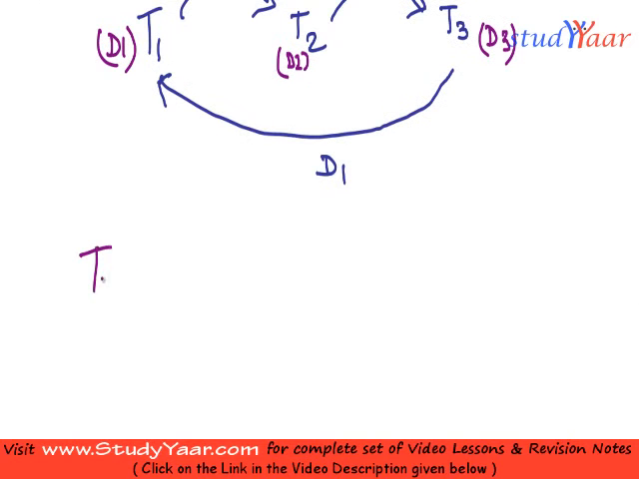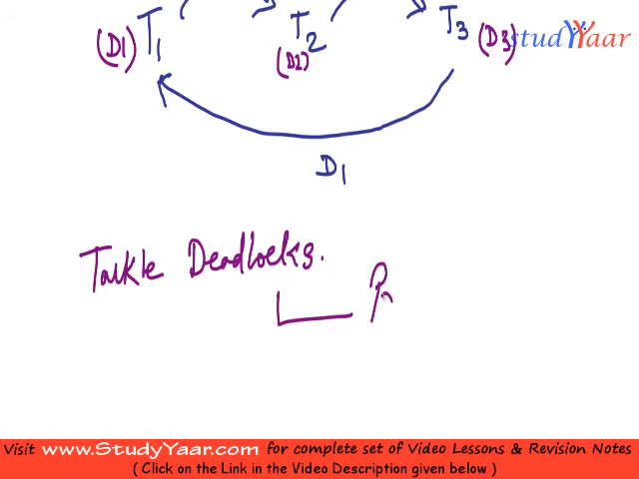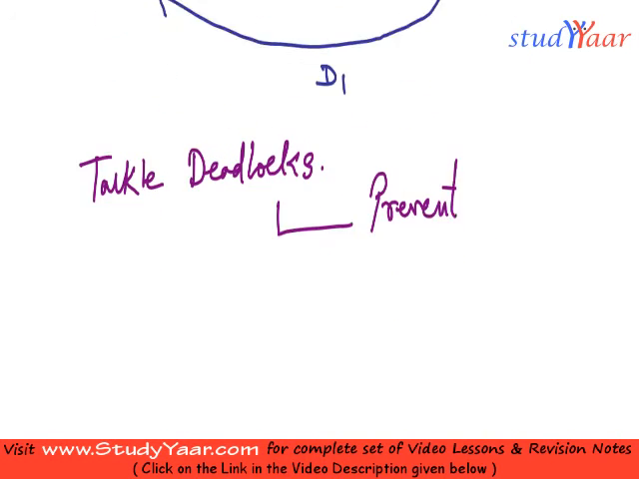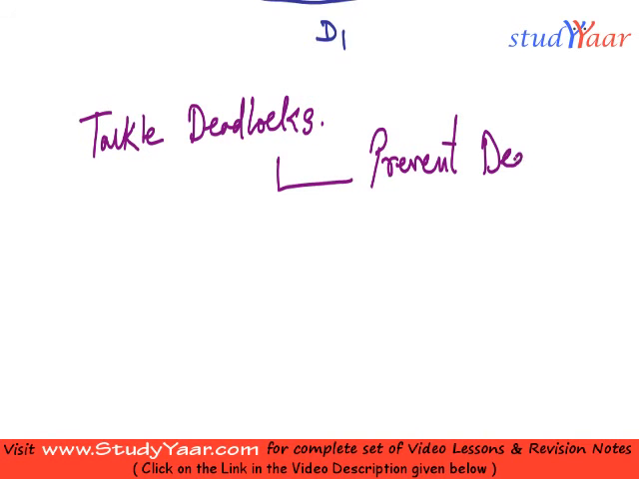So how to tackle deadlocks? There are basically two ways to do that. One thing is, you can prevent deadlocks. If there are no deadlocks, you do not have to worry about deadlocks at all. There is no concept of tackling deadlocks then. How do you prevent deadlocks? You can use a timestamp based protocol, right? We have already studied certain protocols in which there is no possibility of a deadlock.